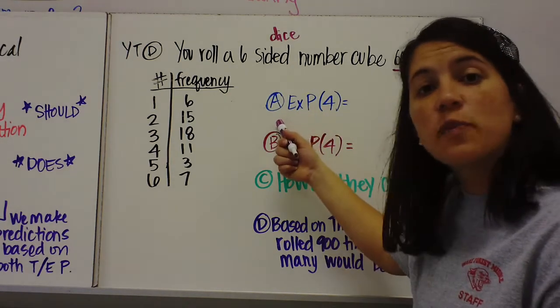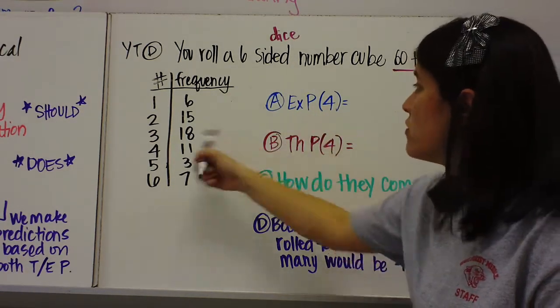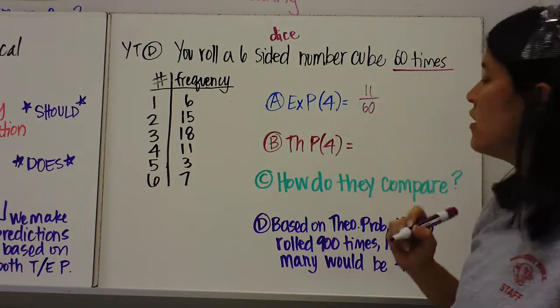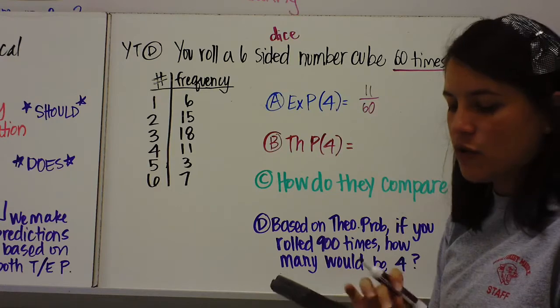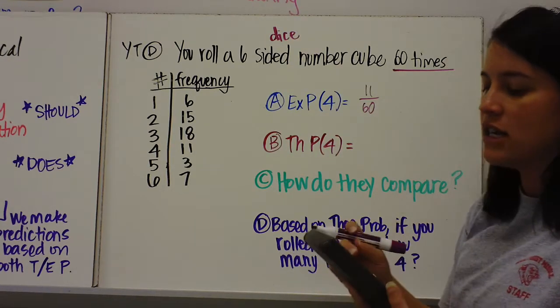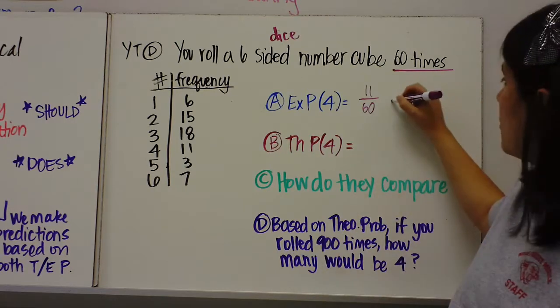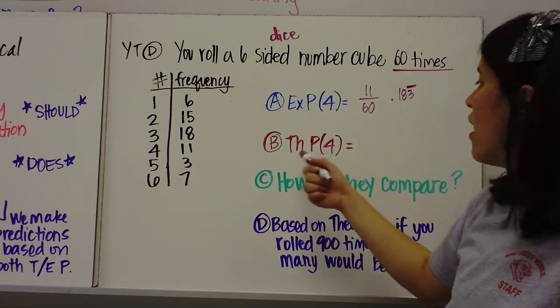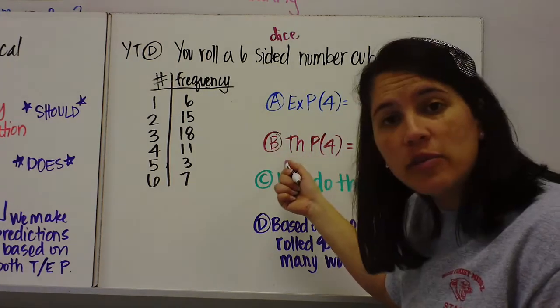Okay, so A, the experimental probability of rolling a 4. So we come right here, 4. That happens 11 times out of 60. If you want to, you can turn it into a decimal by dividing 11 by 60. 0.183 repeating.